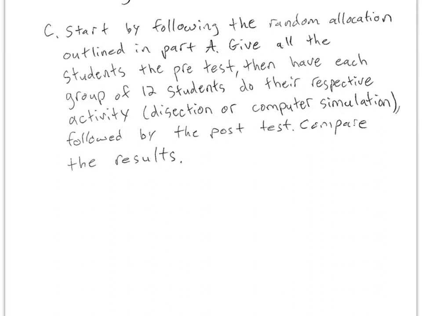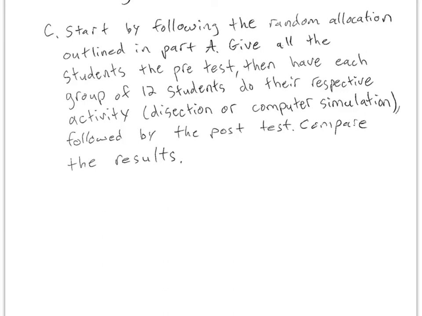So we've already explained how to do the random allocation for matched pairs. So if I'm designing a matched pairs experiment, I'm going to start out by following the random allocation that I outlined in part A already. Great, already done with that. Now I'm going to give all the students the pretest, then have each group of 12 students do their respective activity, dissection or computer simulation, followed by the post-test, and I'm going to compare results. I'm going to look at the post-test minus the pretest.